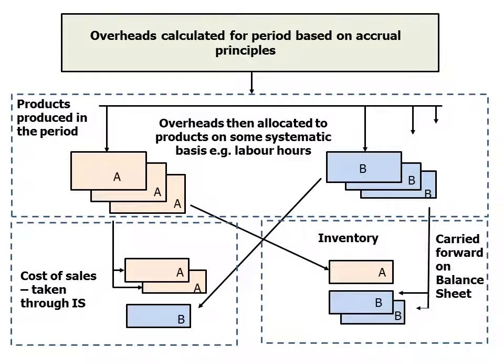inventory. And so some of those units are taken through as cost of sales, and some of those costs are taken through as inventory. So those overhead costs which have been incurred, some of them have been taken through as cost of sales, but some of them, their recognition is being deferred, and they are carried forward on the balance sheet. And these costs will be recognised when these individual units are sold, rather than when the overhead costs are actually incurred.